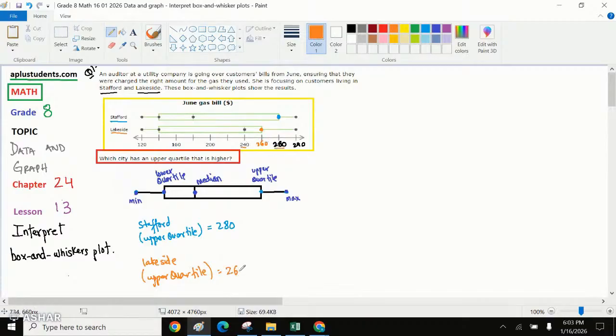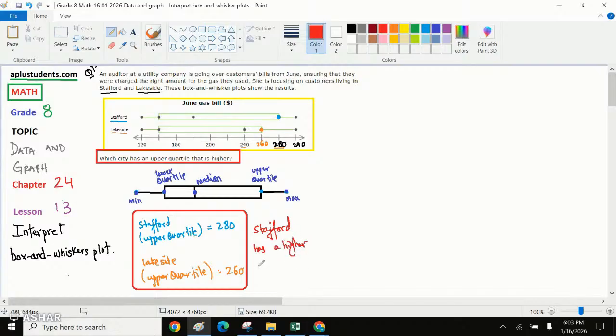This is 260. So their question is, which city has a higher upper quartile? Can we compare these two values? Just by comparing these two values, we can say that Stafford has a higher upper quartile.